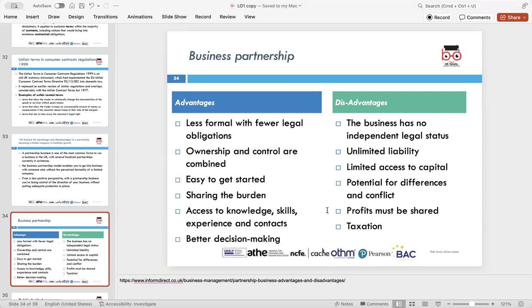When we look at disadvantages: the business has no independent legal status, unlimited liability, limited access to capital, potential for differences and conflict, profit must be shared, and taxation. Taxation means the way the business is taxed can be less favorable compared to other structures.